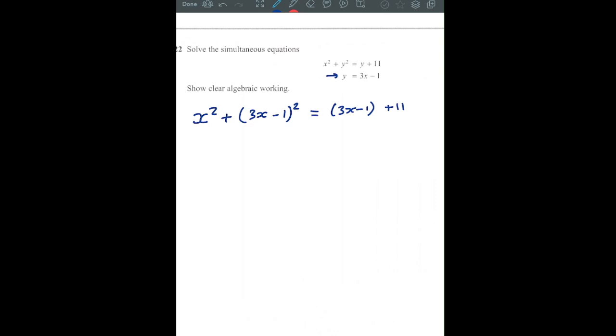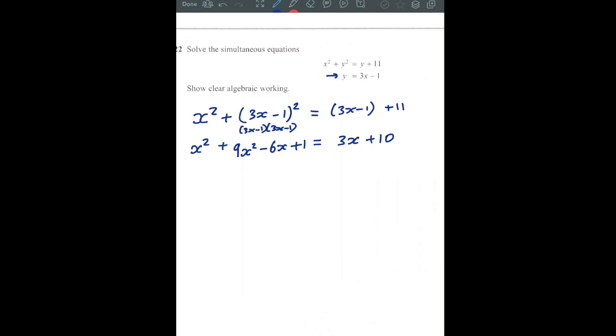Now I just need to clean up the mess. This is going to be a quadratic in x, so let's deal with it. Be very careful that this 3x minus 1 is actually 3x minus 1 times 3x minus 1. So you get some inside terms. Don't fall into the trap of just doing 9x squared plus 1. You do get 9x squared. The inside is minus 3x. The outside is minus 3x. So we get a minus 6x in the middle. And cleaning up the other side, the minus 1 and the plus 11 gives us a plus 10.